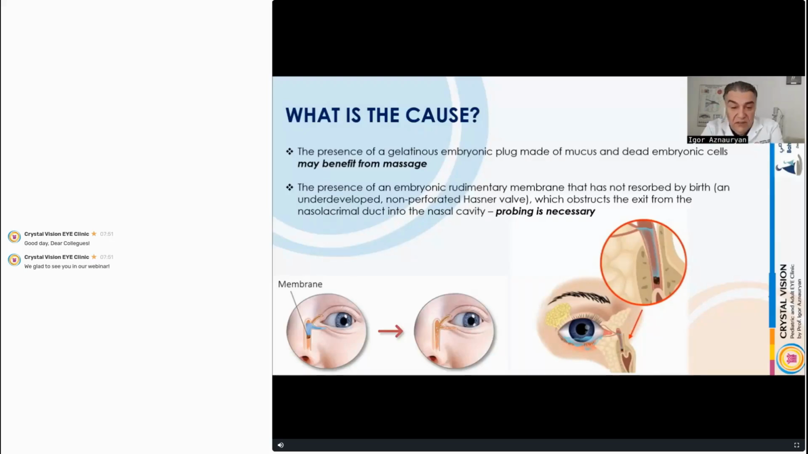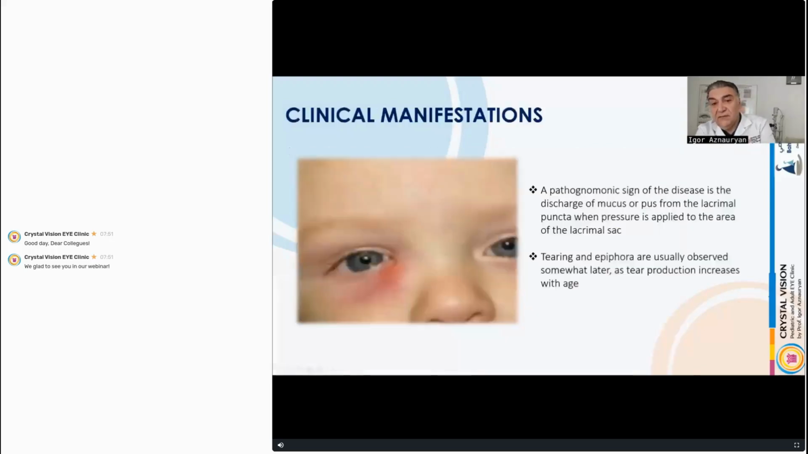An underdeveloped non-perforated Hassner's valve, which closes this entire system, may obstruct the entrance from the lacrimal duct to the nasal cavity. A cardinal sign of this disease is redness and the discharge of purulent content from the puncta. However, in cases of congenital or post-inflammatory stenosis, occlusion of the lacrimal canals, and in the context of medication treatment, this symptom may be absent. This is the highlighting of the puncta. If the puncta have closed due to inflammation, this can happen in advanced conditions, of course. Tearing as a consequence of the condition is usually detected somewhat later, as the production of tears increases and intensifies.